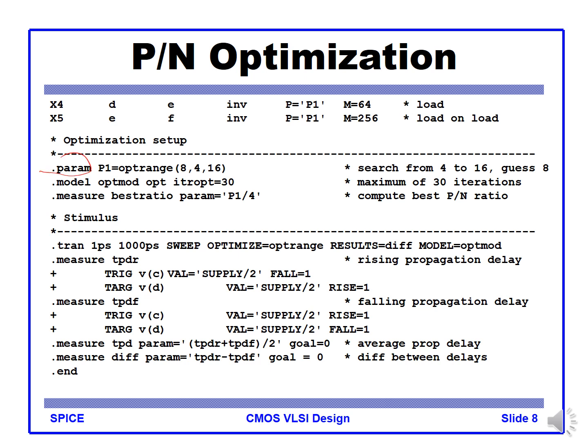Here, parameter P1 is defined with an optimization range to search between 4 to 6. The initial guess is 8. Right, you will try to find the optimum, with a maximum of 30 iterations here. So you compute the best ratio parameter.